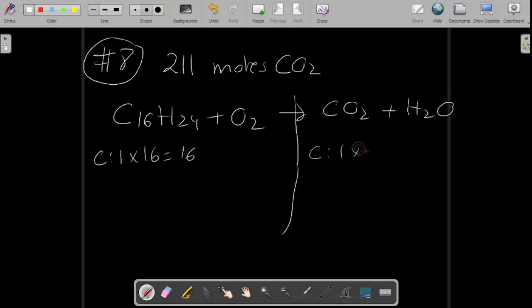Carbon here, 1 times 1 equals 1. That's not going to work, is it? Let's put a 16 right here, and then I'm going to have 16 times 1 equals 16. There you go. And hydrogen.